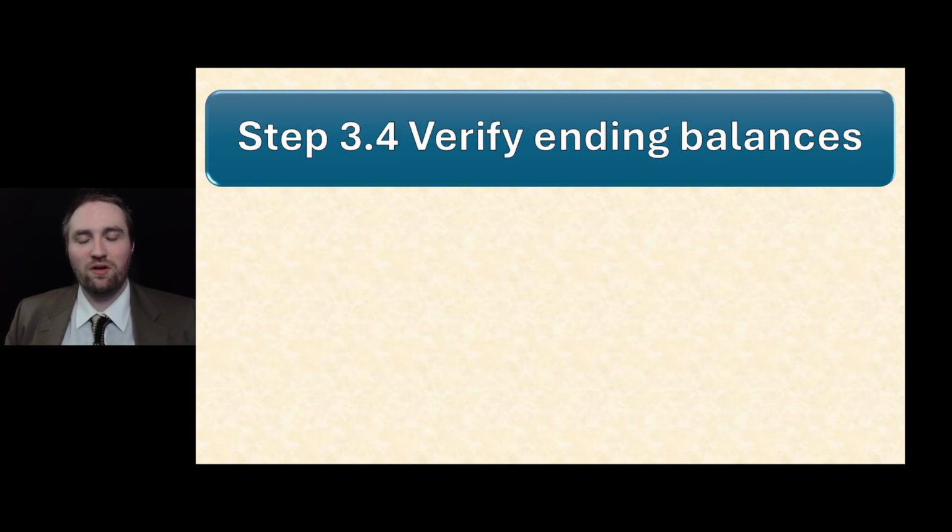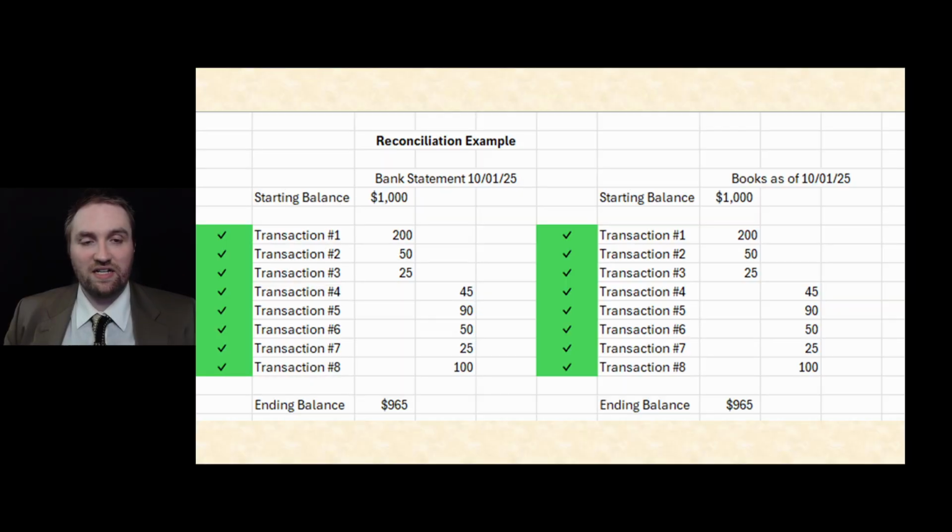Step 3.4, verify the ending balances. After matching all the transactions and correcting any disparities, write down the end balances for the period from both the statement and your books to see if they're the same. If the opening balances are correct, everything is matched and corrected, and the end balances are the same, then you've successfully reconciled the books, and you can mark them reconciled for the period.